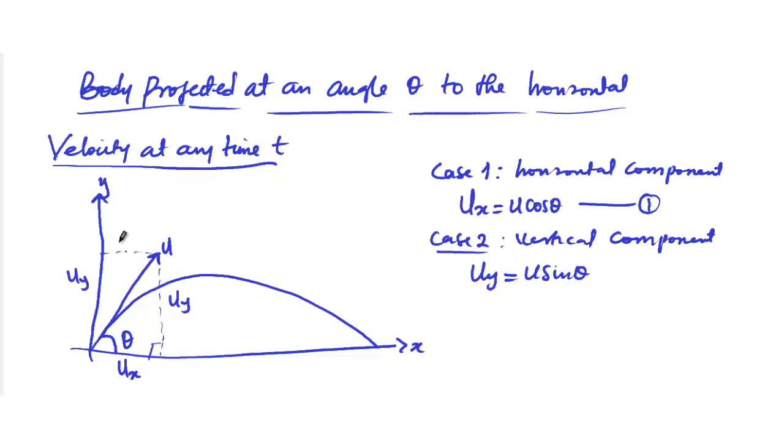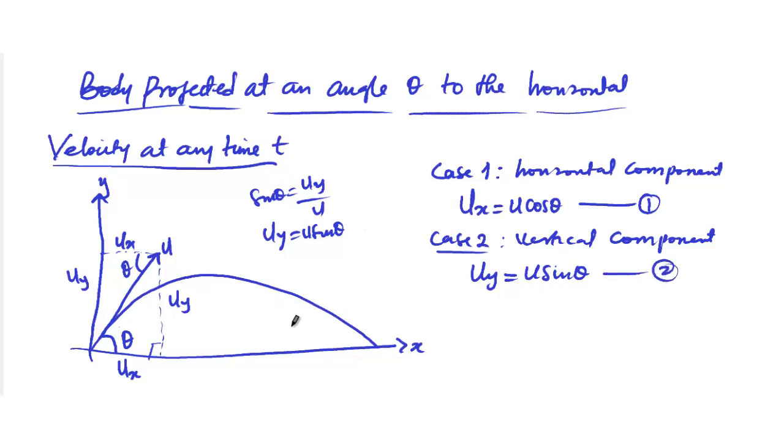You can use the upper triangle or the lower triangle, but I'm using the lower triangle because if this is theta, this is also theta, as alternate angles. If I use the lower triangle, for me to get u subscript y, that is u subscript y to u, that is opposite over hypotenuse, which is sine. It's just like saying sine theta is u subscript y over u. So u subscript y is u sine theta. That's how I got this. So this one is equation 2.